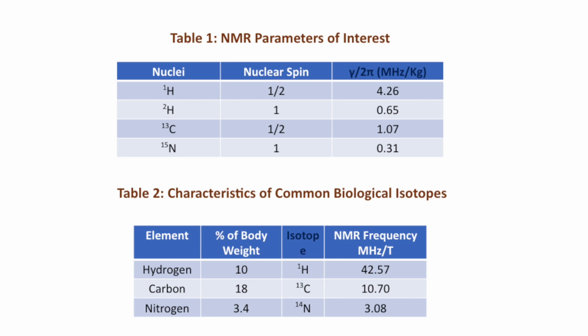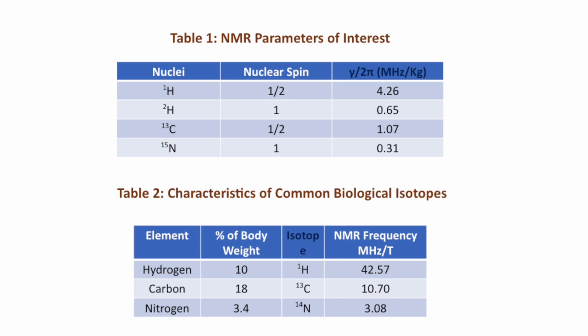Nuclei carbon 13C is having nuclear spin of half value and gamma upon 2 pi value of 1.07 MHz per kG. Nuclei nitrogen 15N offers nuclear spin of 1 value and gamma upon 2 pi value of 0.31 MHz per kG. The ratio of excited particle to particle at rest and other properties of particular nuclei determines the NMR sensitivity.